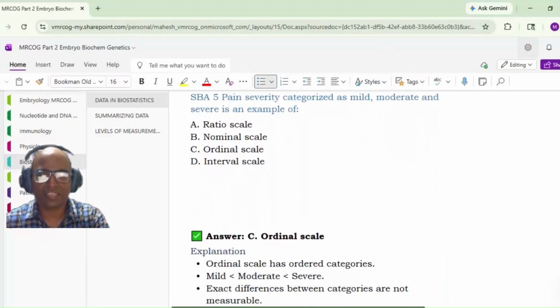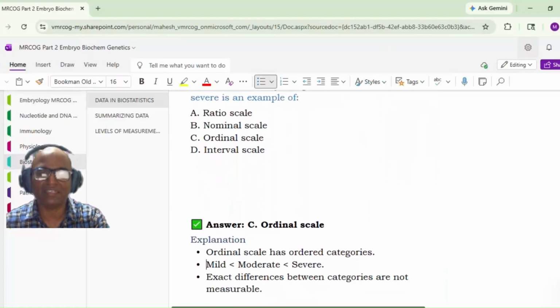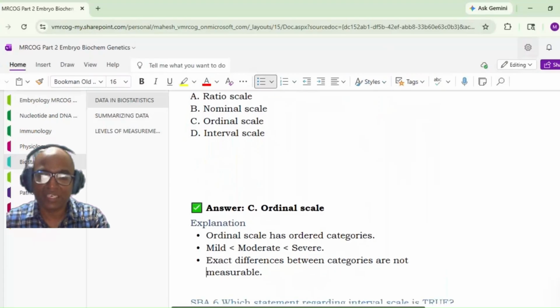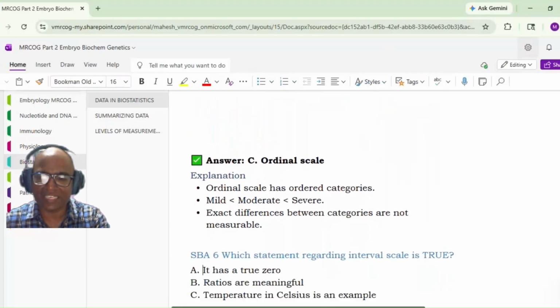Okay, so ordinal scale has ordered categories. Mild is less than moderate, and moderate is less than severe. So exact differences between the categories are not measurable. There is definitely a difference, and they are categorized.